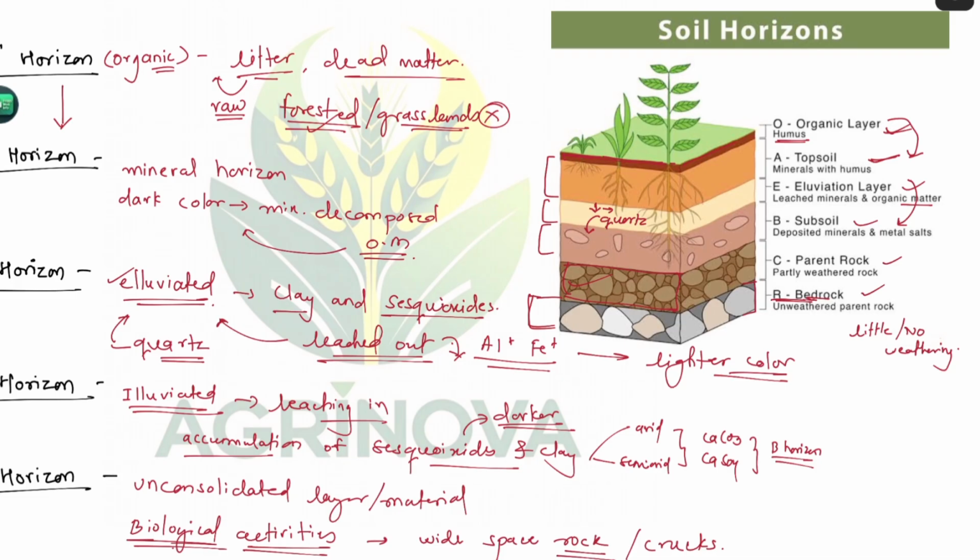So it's the process of leaching in, accumulation of sesquioxides and clay from the upper layers. So the next layer is the C layer. It is called the unconsolidated layer, less or more chemically weathered or partially weathered. The next is called unweathered, which is purely unweathered rock.